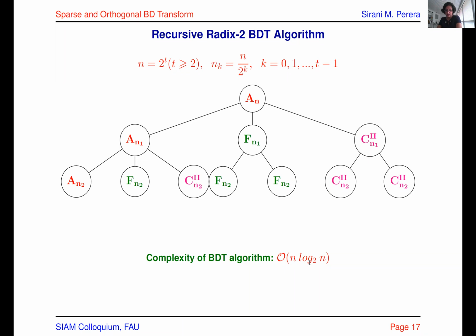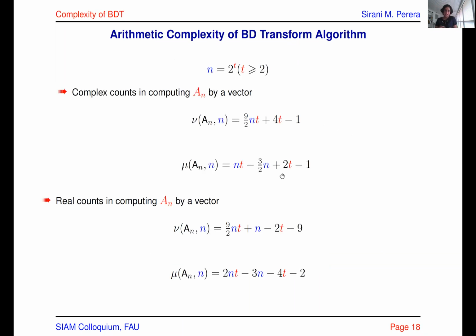If I compute the explicit complexity, these are the explicit counts that we have. This is the number of additions required to compute the binary digitization transform matrix by the vector. This is the number of multiplications required to compute the transform matrix by a vector. And here is the number of complex counts. So you have a complex input, and then you count how many complex counts, and then you have the complex input and you count the real counts.